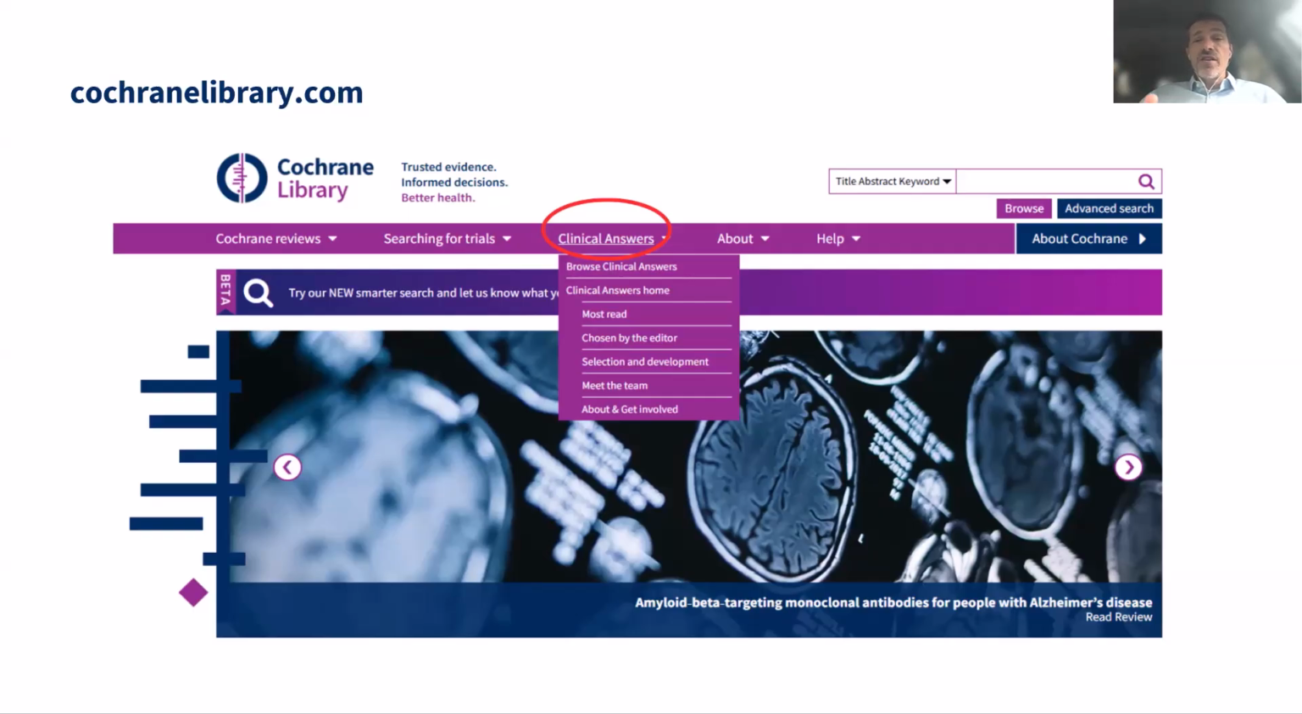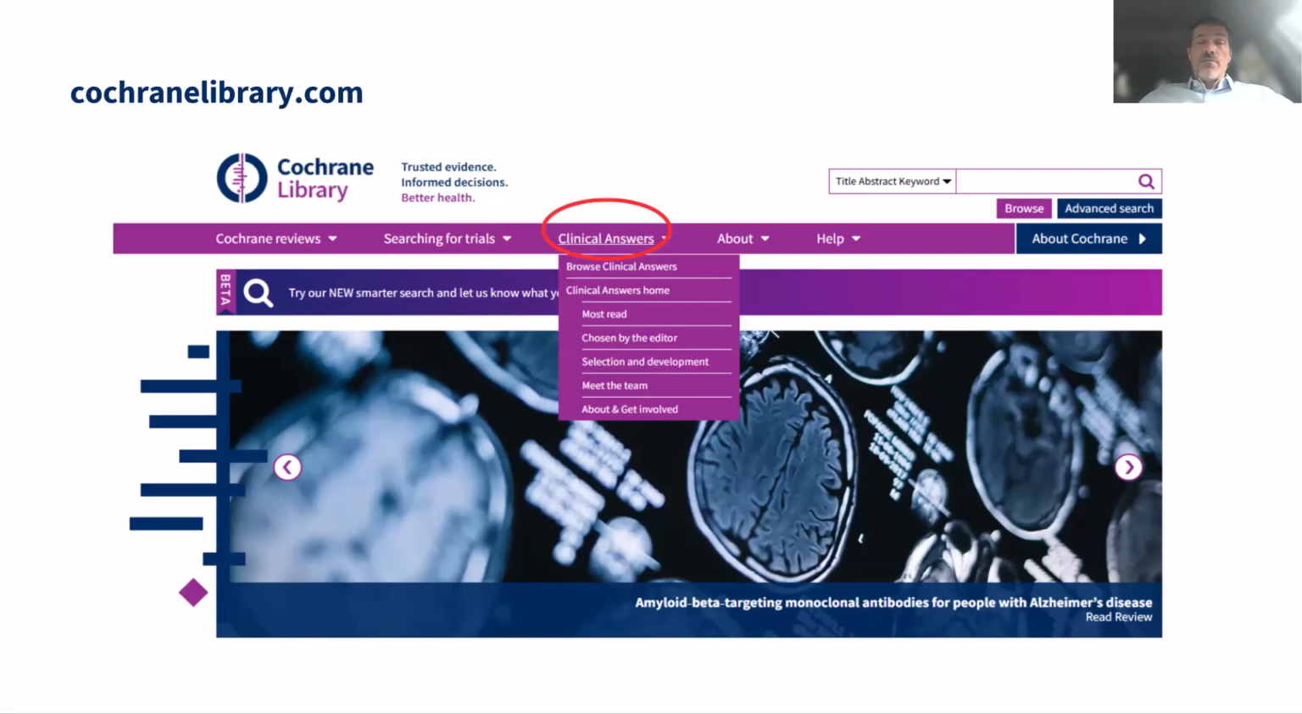The screenshot that I have here is demonstrating how you would navigate directly to Clinical Answers. So right along that top toolbar, Clinical Answers is the third from the left, third from the right, however you want to look at that. When you click on it, you can see that there's a multitude of options. The simplest one is Browse Clinical Answers, which I'm going to show you on the next screen.